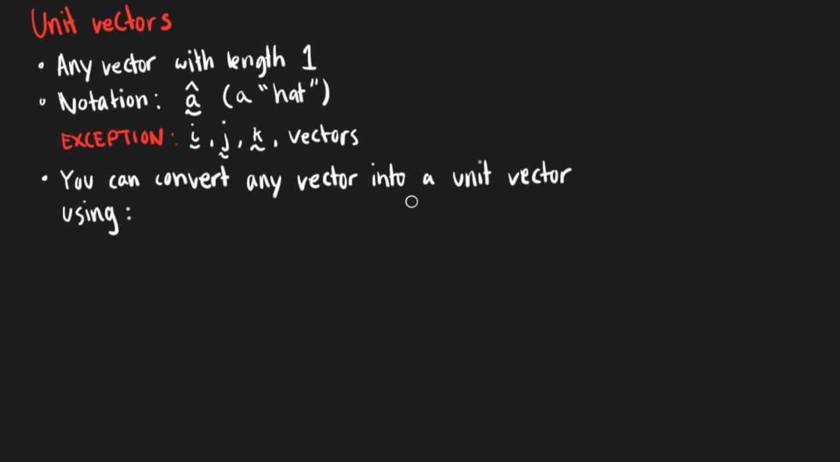We can convert any vector into a unit vector using this formula below. If we had a vector A and we wanted to convert it into A hat, we would just have to divide the original vector A by the magnitude of A.